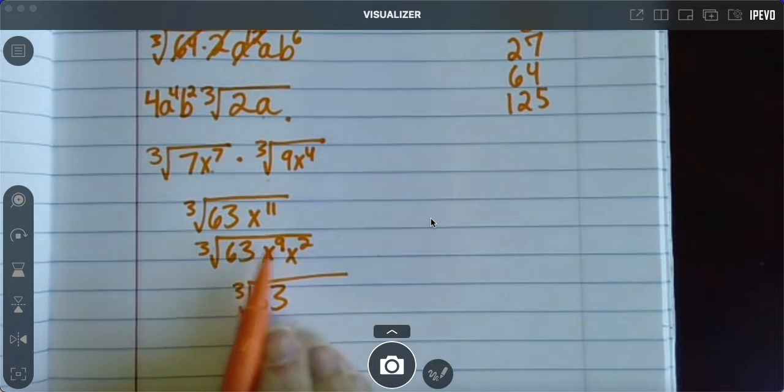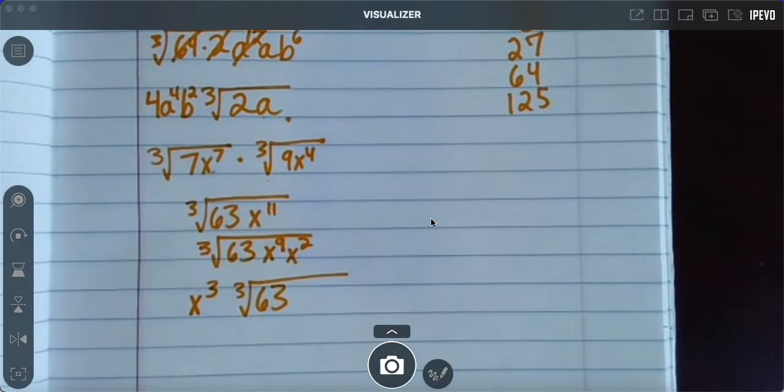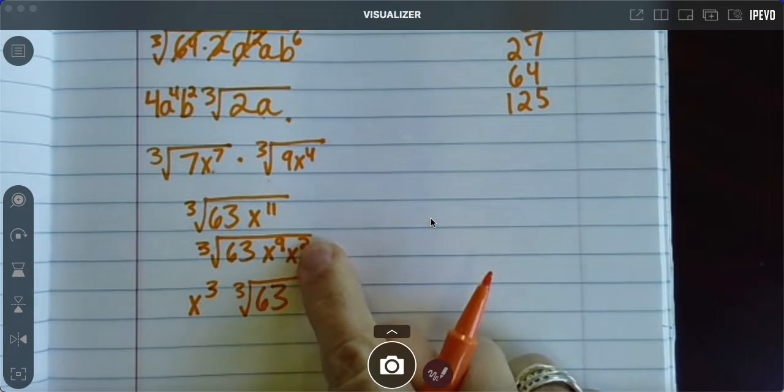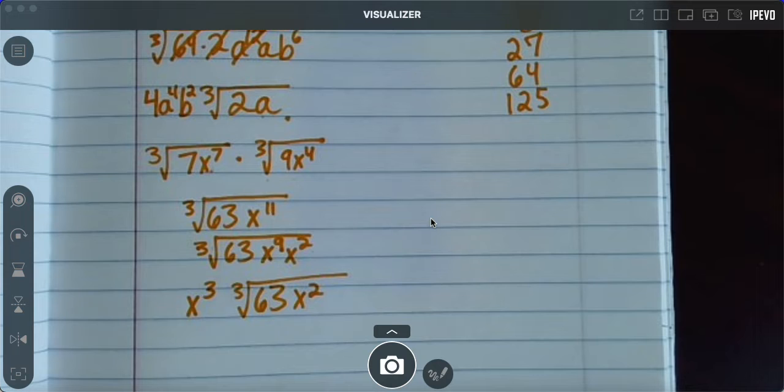Now, what's 9 divided by 3? 3. So I'm going to have an x to the 3rd out here. And then I have to leave my x squared in there. And that's it. That's your answer on that one. There's not one just like that, but it's similar to the previous one, I think. Okay, let's look at number 9 as well.